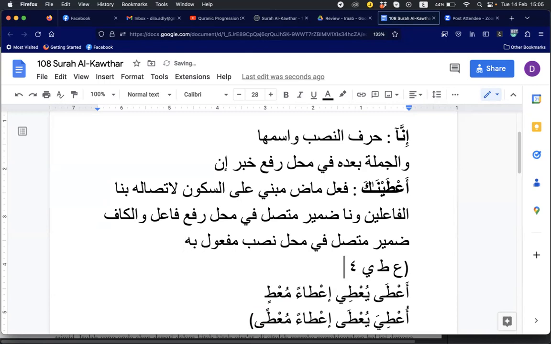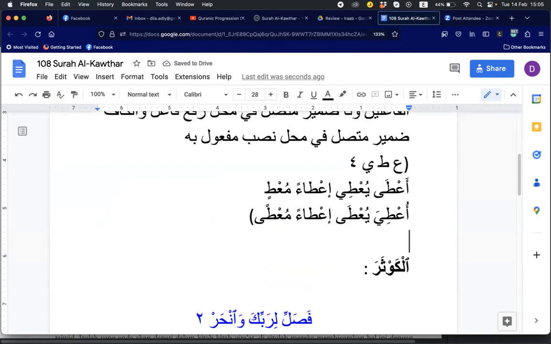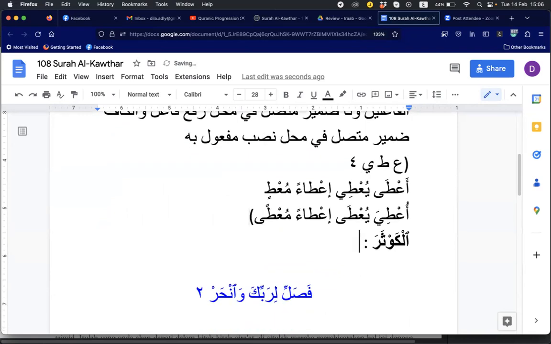Okay, it's a hamza. Al-Kawthar is another maf'ul bihi, mansub. Mansub bil kasrah? The asl is mansub bil fathah. So this is the second maf'ul bihi, mansub bil fathah.